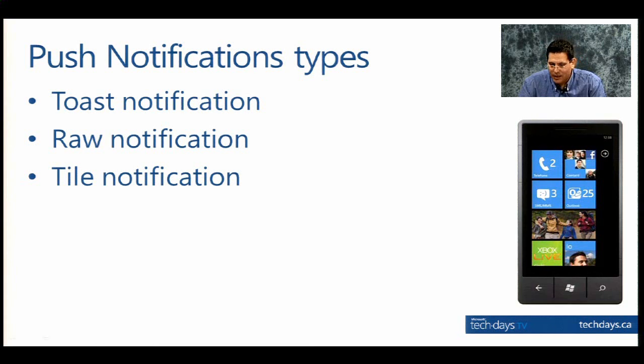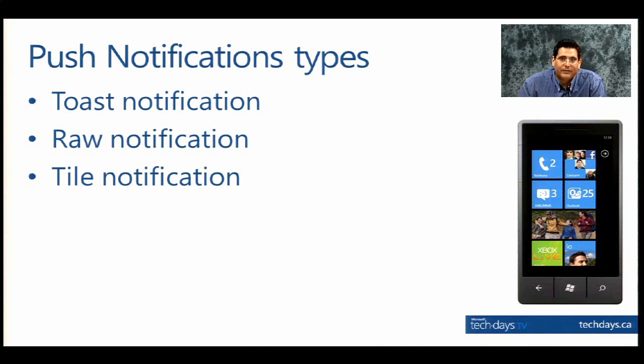Another type of notification is the raw notification. A raw notification is a custom message sent directly to a running application. Note, a running application. If you send the raw notification and the application is not running, it will be ignored. So the raw notification is used to send custom information to a running application, such as, for example, traffic status change for a navigation application, instead of having the application poll for that information, wasting battery power, wasting bandwidth.